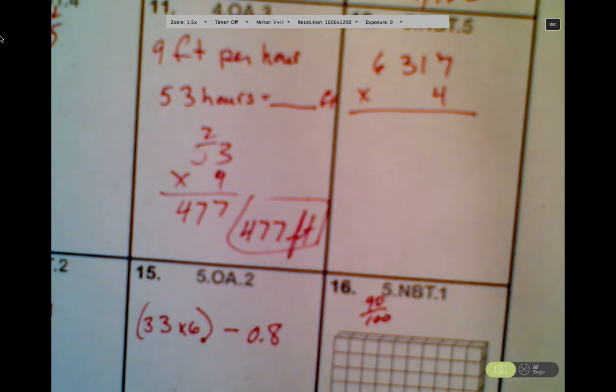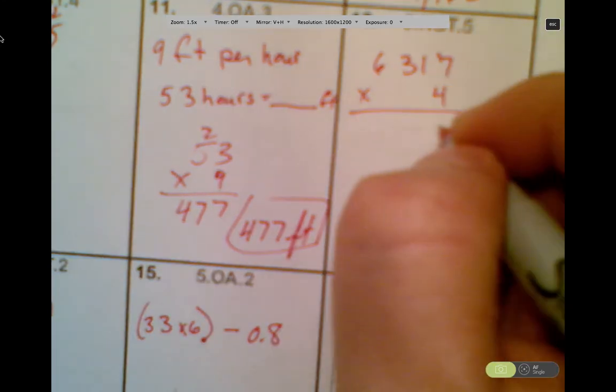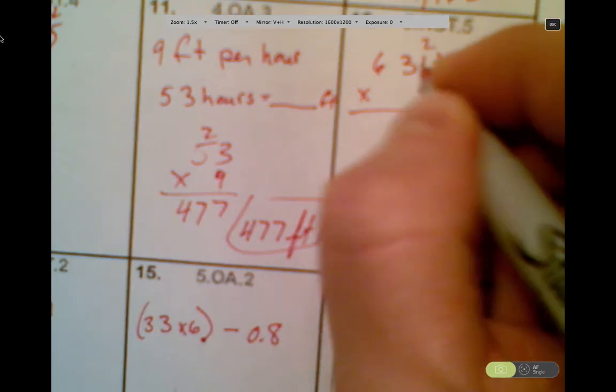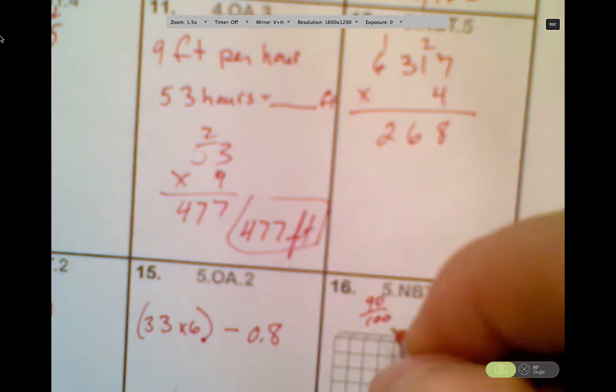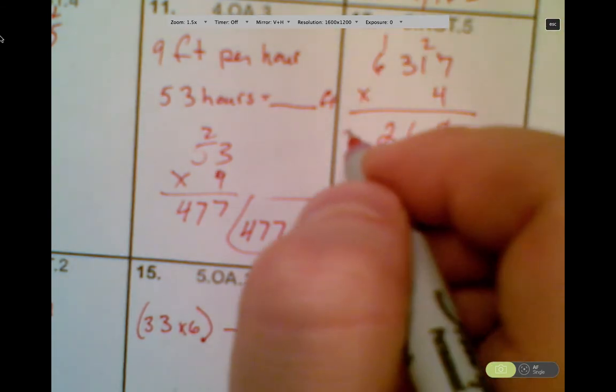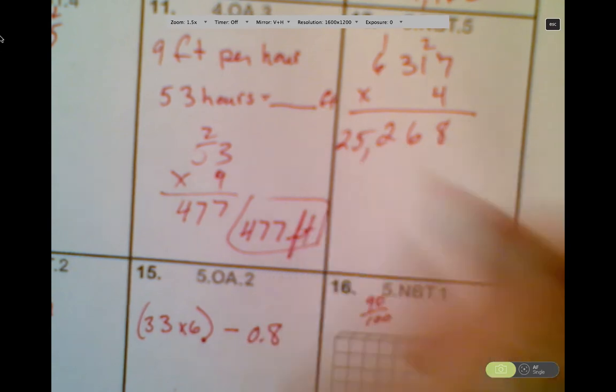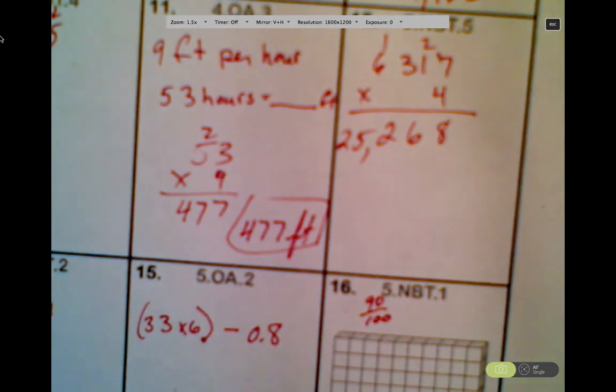Number 12, 6,317 times 4. 7 times 4 is 28. Carry my 2. 4 times 1 is 4. Plus 2 is 6. 4 times 3 is 12. Carry my 1. 6 times 4 is 24. Plus 1 is 25. 25,268.